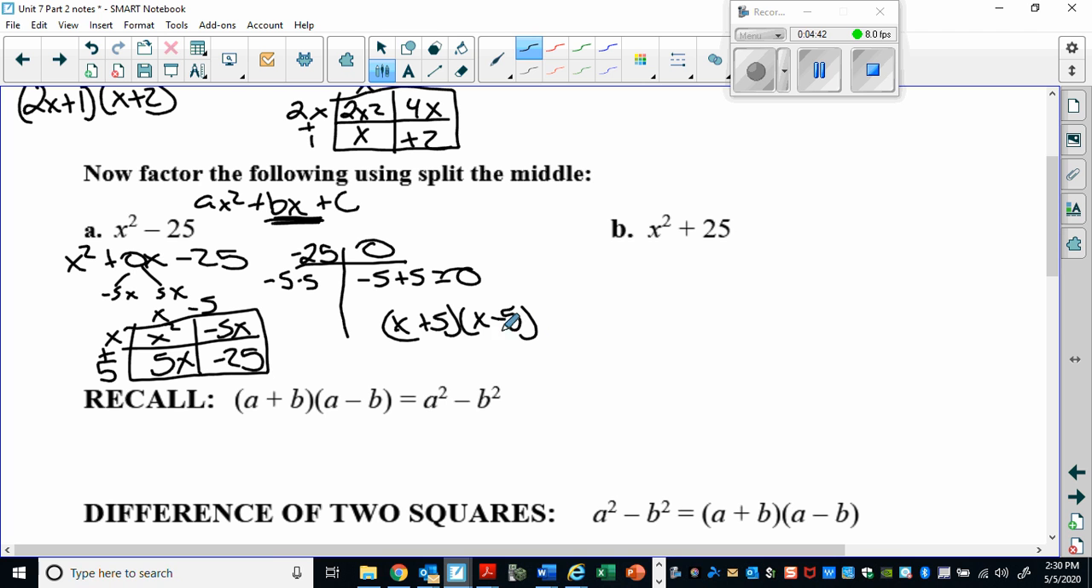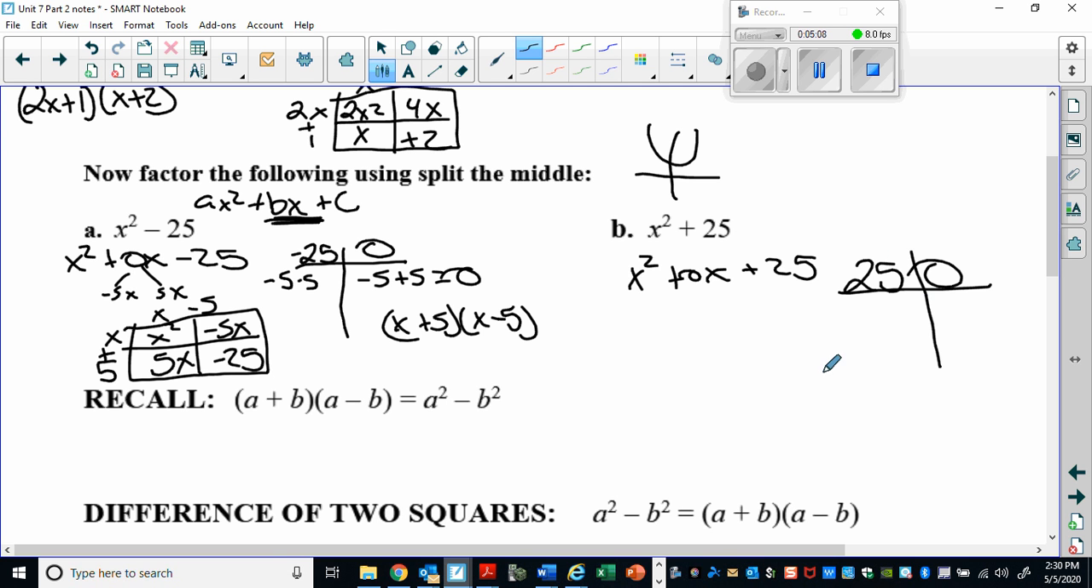Now, sometimes you're going to have a prime quadratic. A prime quadratic means there are no solutions, which means if you had a graph, it would not cross the x-axis at all. Does not cross, no solutions. This is prime. If we split in the middle, we get x squared plus 0x plus 25. Now, we're looking for numbers that multiply to 25 but add to 0.